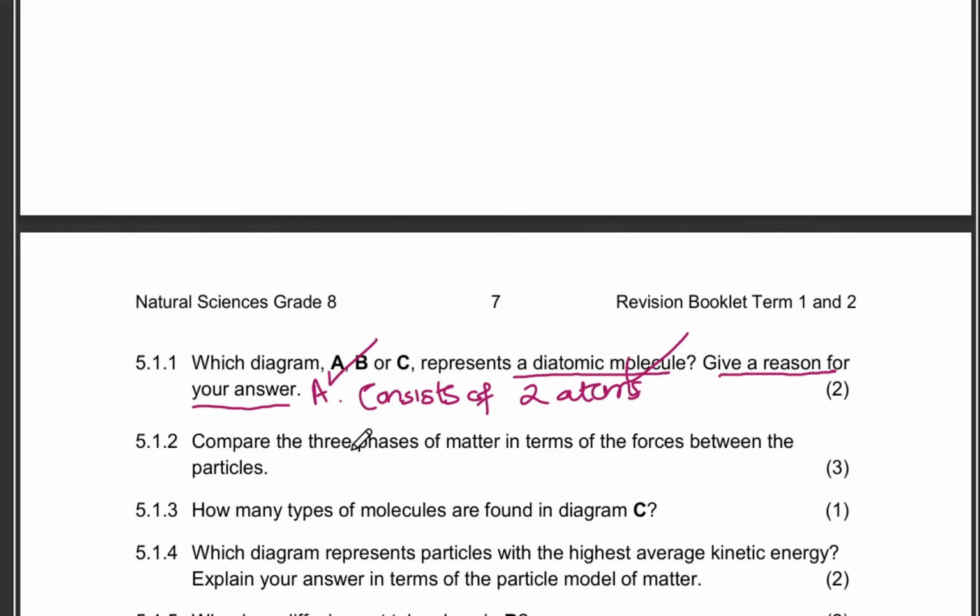Compare the three phases of matter, that is liquid, solid, and gas, in terms of the forces between the particles. So you're comparing the three phases of matter, and they've told you what exactly you need to compare between the three. You are comparing the forces between the particles. Now, if we were to start with the first one, which is solids, the forces between the solids are the strongest. So you would obviously need to write it in full. The forces between the solids are the strongest.